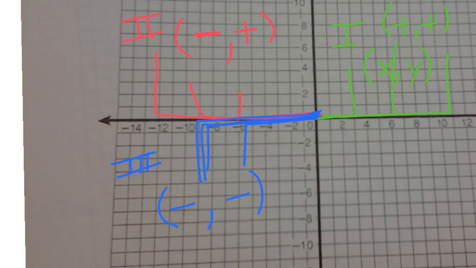What about quadrant 4? Quadrant 4, what's going to happen? I'm going to start here and I'm going to go over and down. Over and down when I'm graphing gets me to quadrant 4. So my first coordinate is positive, and my second coordinate is negative. So every point in that quadrant is positive, negative.